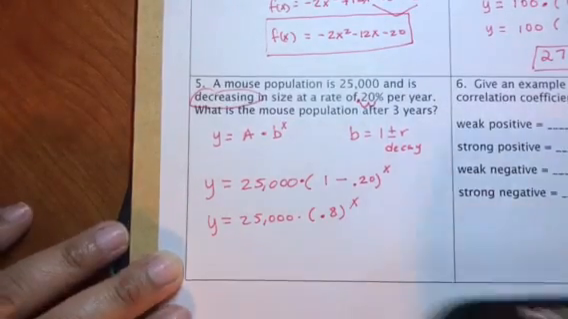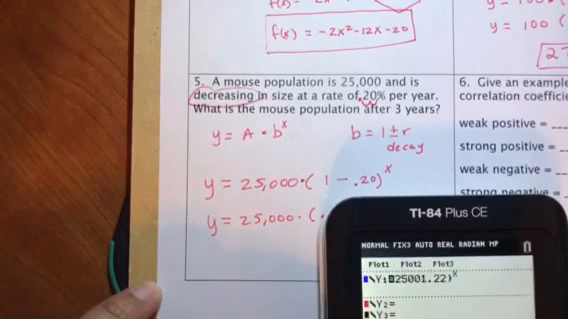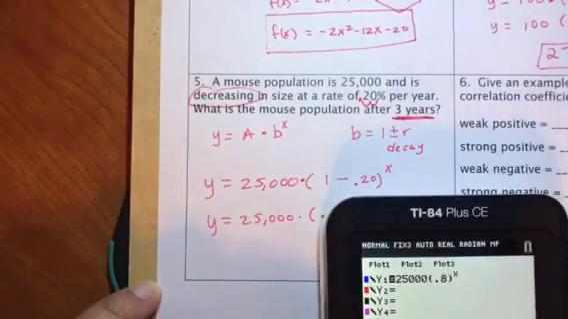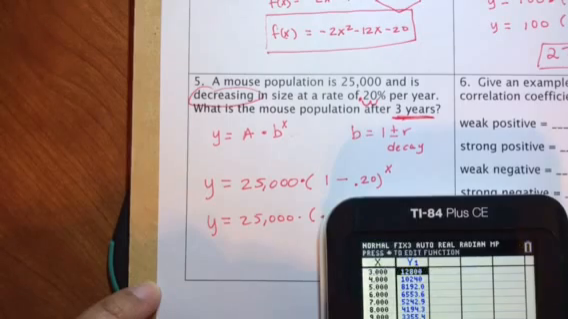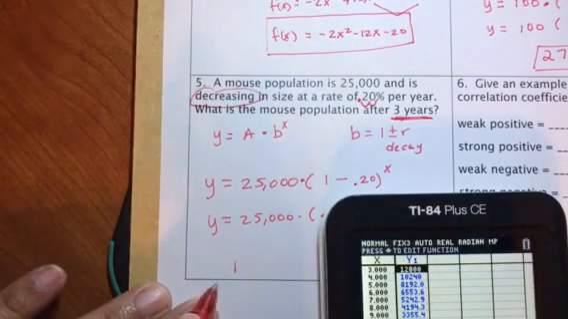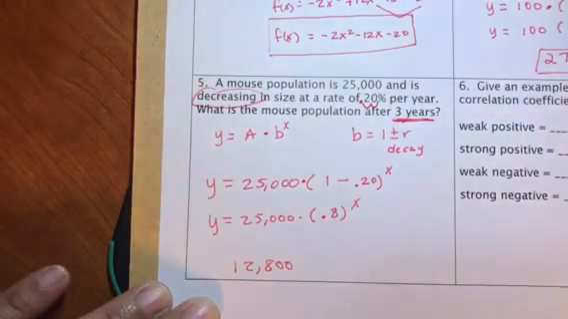Alright, so now we're going to put this in the calculator. We're going to type in that number. This time it wants after 3 years. So I'm going to go to second graph, and I'm going to go to 3 years. And that is roughly 12,800 mice.